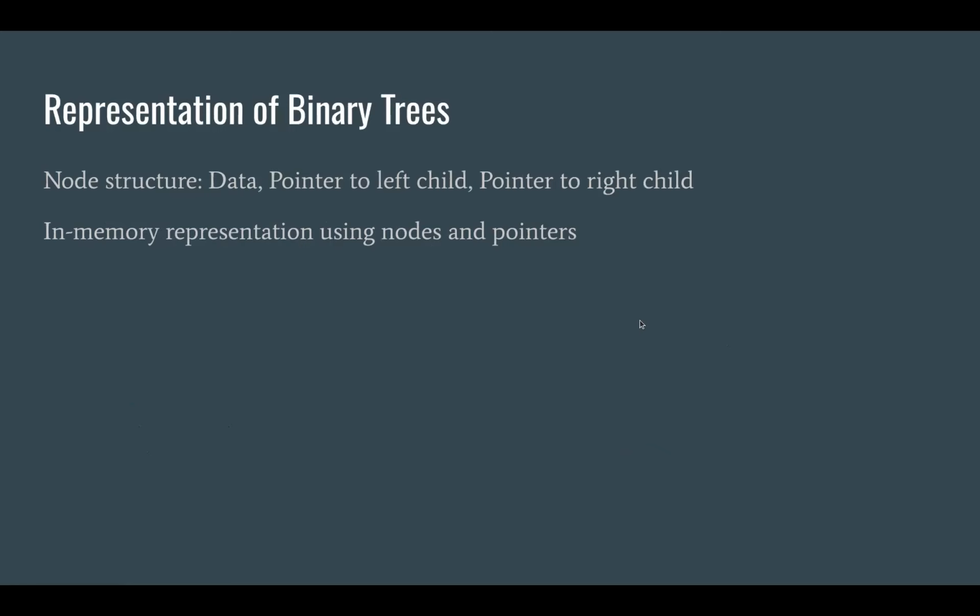Representation of binary trees. Each node in a binary tree contains three essential parts: the data or value, a pointer to the left child, and a pointer to the right child. This structure is mirrored in memory, where each node is dynamically allocated and pointers stitch the tree together, enabling the traversal and manipulation of its structure.